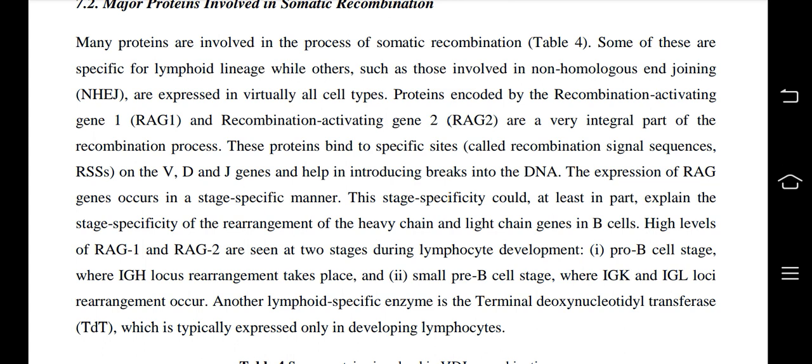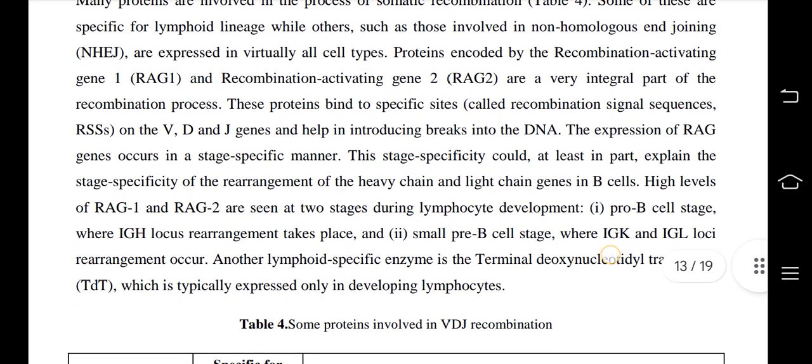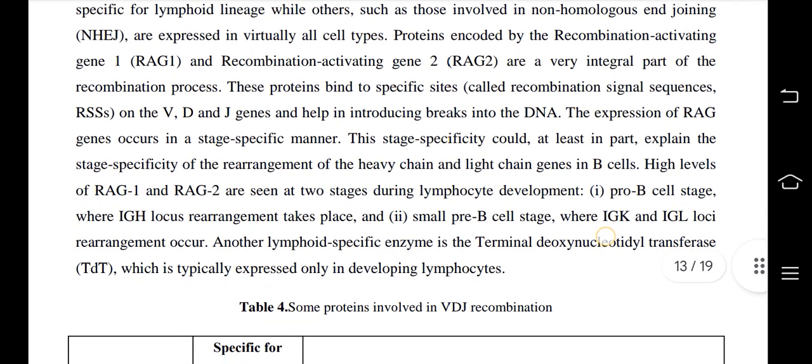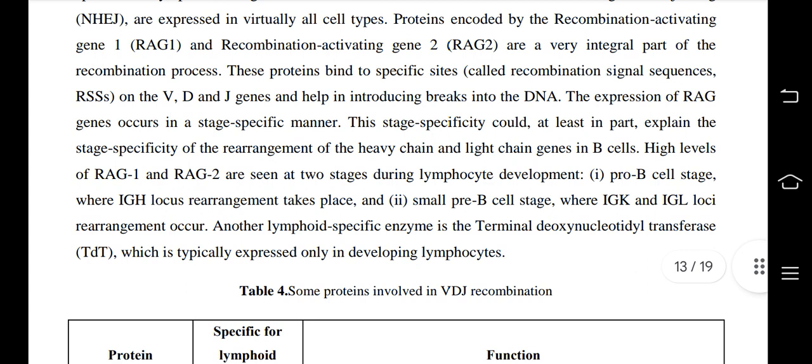Proteins encoded by recombination activating gene 1, RAG1, and recombination activating gene 2, RAG2, are a very integral part of the recombination process. These proteins bind to specific sites called recombination signal sequences, RSS, on the V, D, and J genes and help in introducing breaks into the DNA. The expression of RAG genes occurs in a stage-specific manner. The stage specificity could, at least in part, explain the stage specificity of the rearrangement of the heavy chain and light chain genes in B cells.